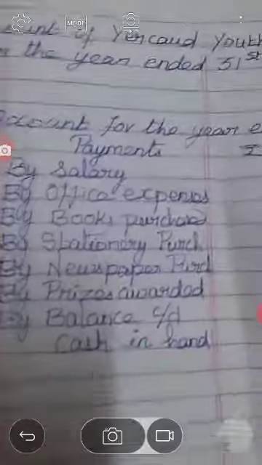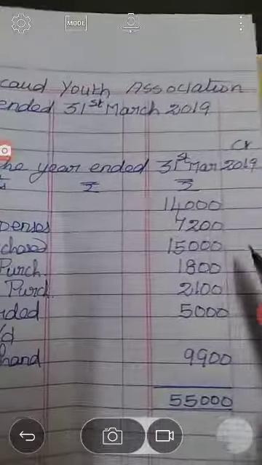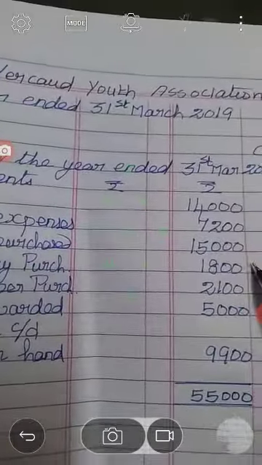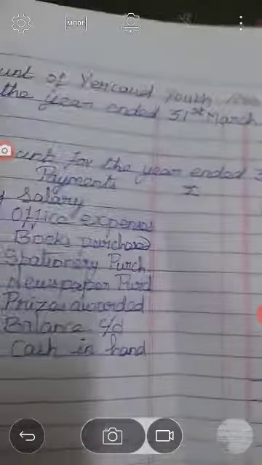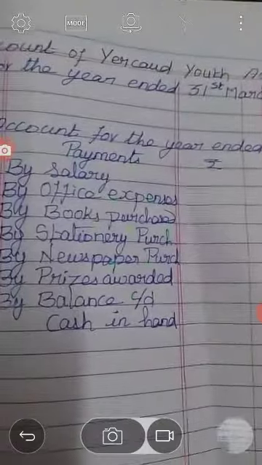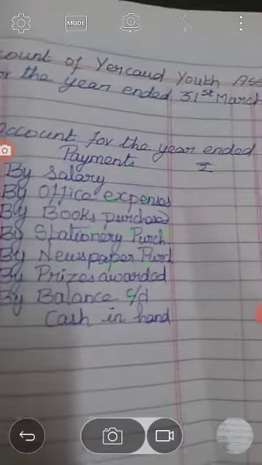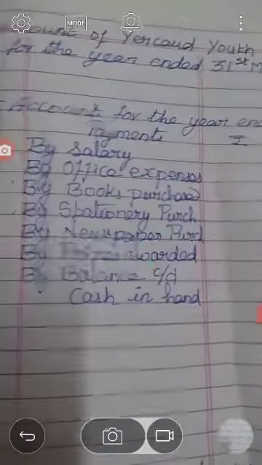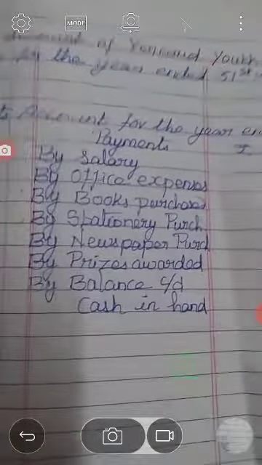The next one, books purchased, is 15,000. It is a capital payment, so it should be shown on the asset side of the balance sheet. All the capital transactions should appear in the balance sheet itself.